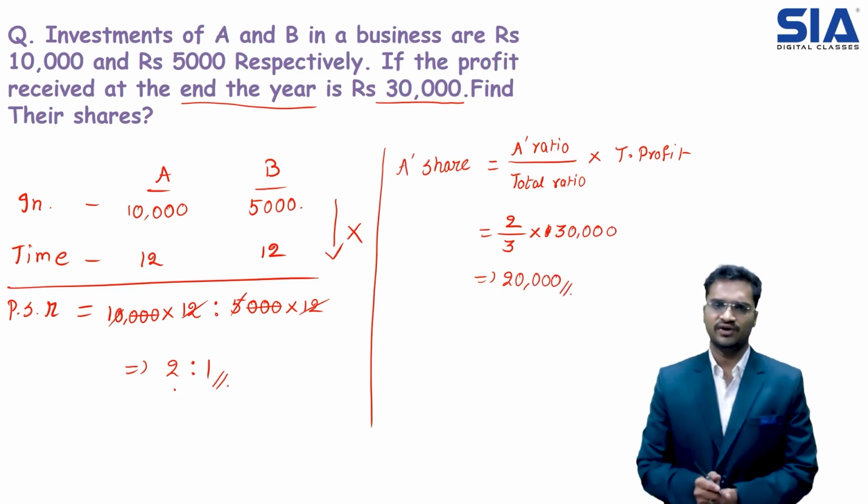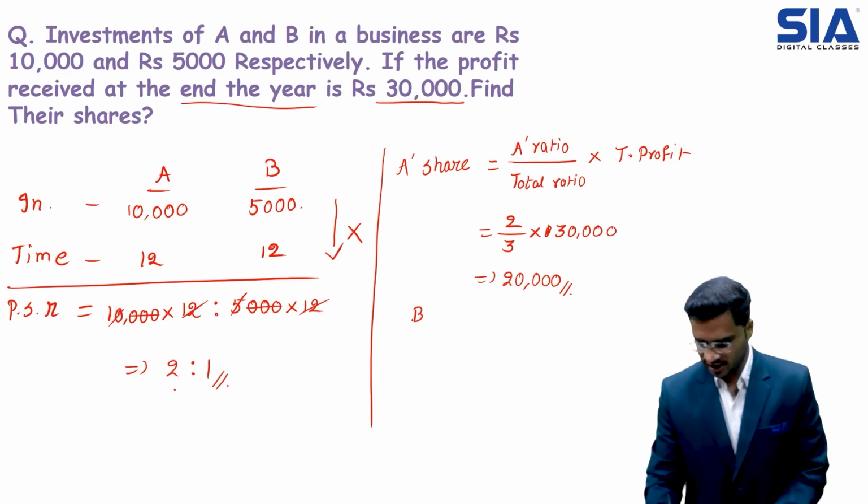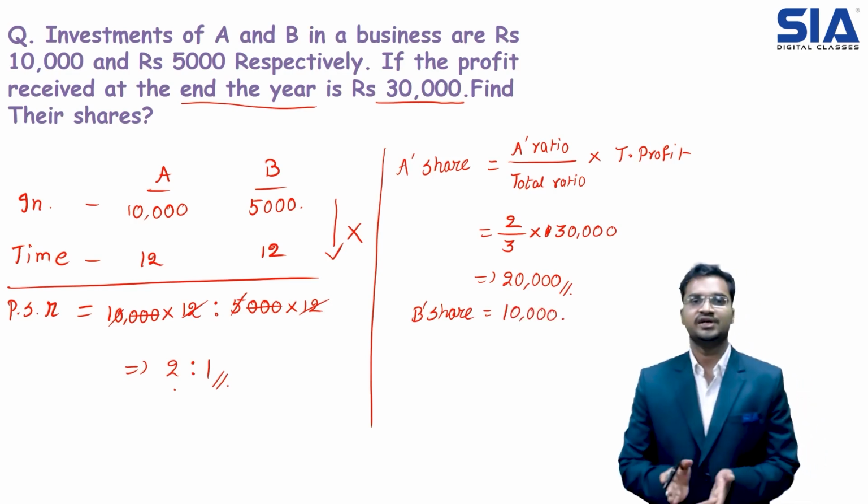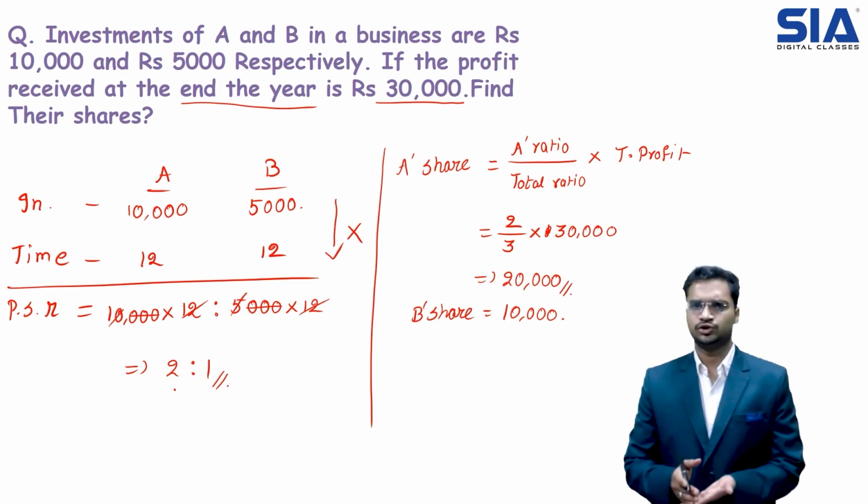In the same way, I can find B's share. Here B's share will be 10,000, because we have a profit of 30,000. If A is getting 20,000, then B should get 10,000.